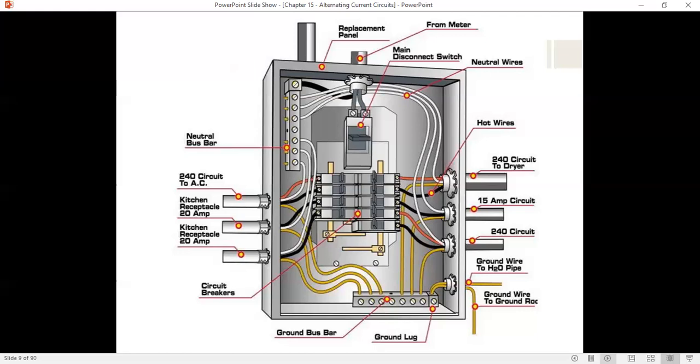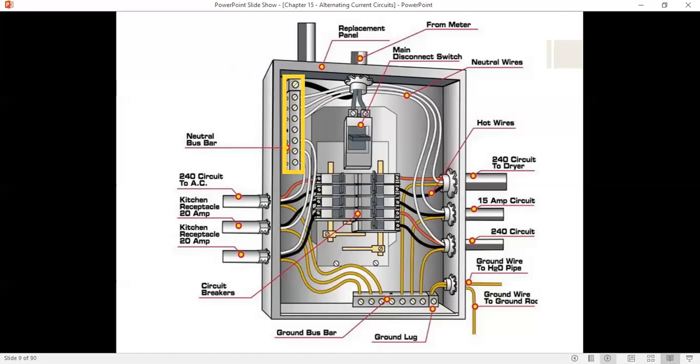Never handle electricity or work with electricity unless you absolutely know what you're doing. And even when you know what you're doing, you really need to employ quite a few safety procedures to prevent an electrical injury. Okay, so this right here is what's called the neutral bus bar.